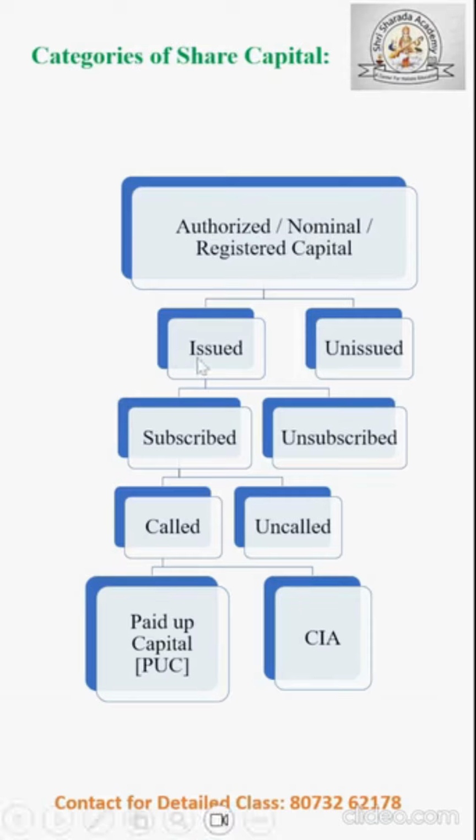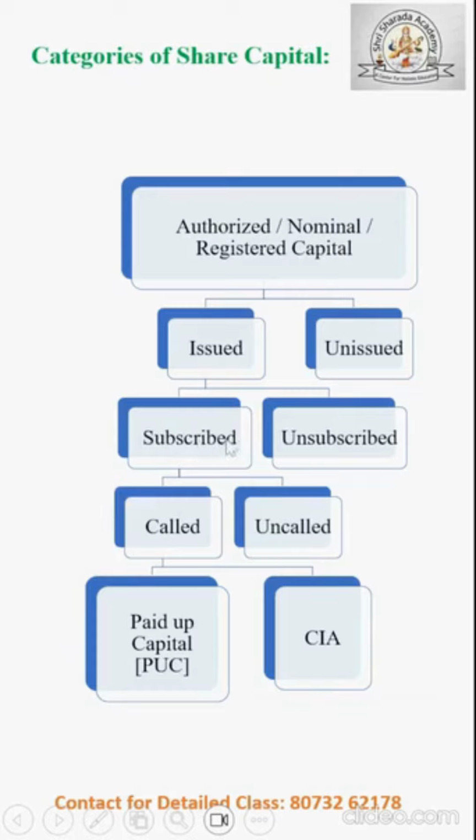Initially, let's say they've issued 60,000 equity shares of 10 each. So in this scenario, 6 lakh is issued capital, 4 lakh is unissued capital. Just because these people have issued 60,000 shares, it doesn't mean that the public will subscribe to all the 60,000 shares. Let's say the people have subscribed to 59,000 shares. So 5,90,000 is the subscribed capital, 10,000 is the unsubscribed capital.